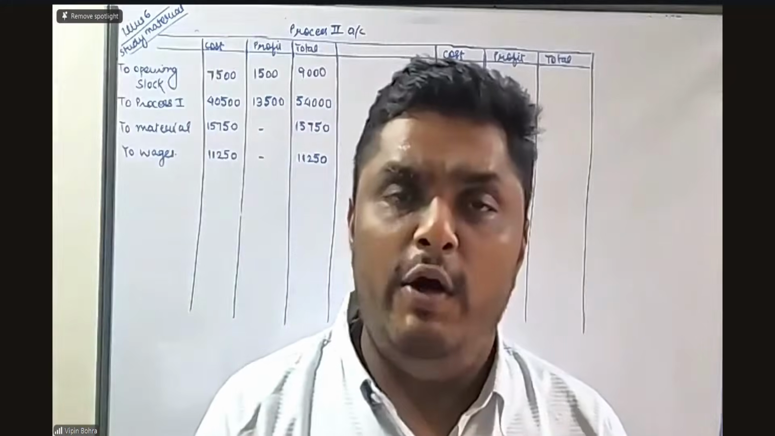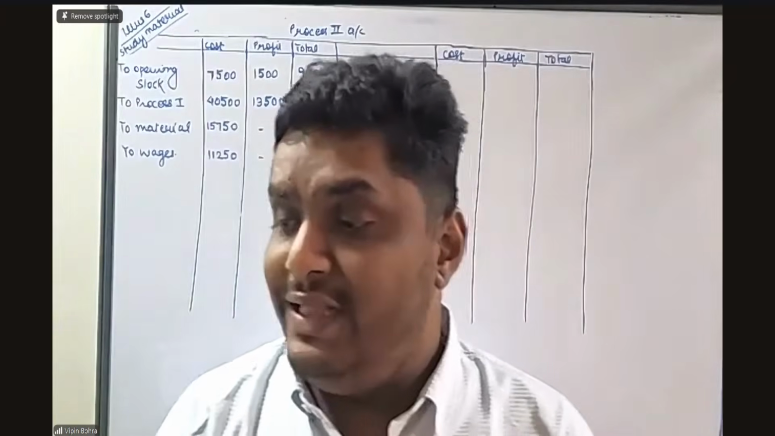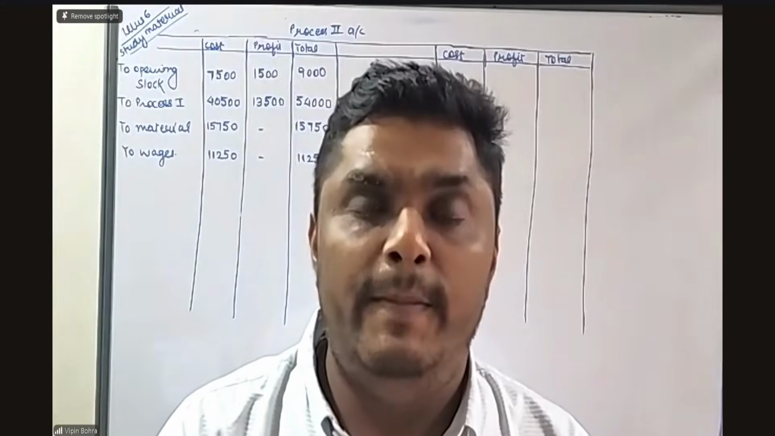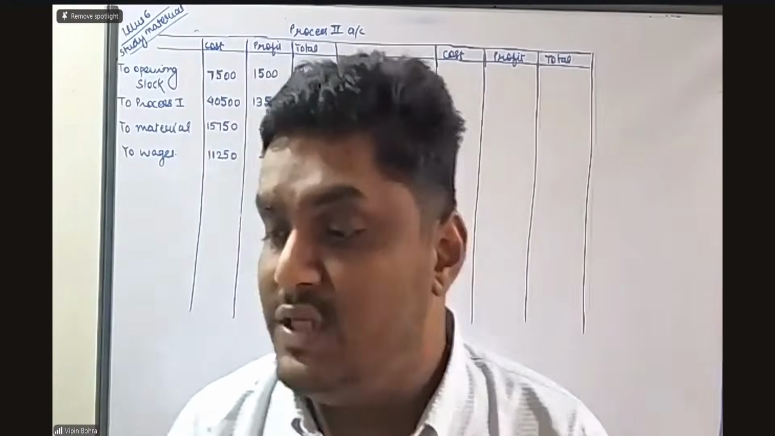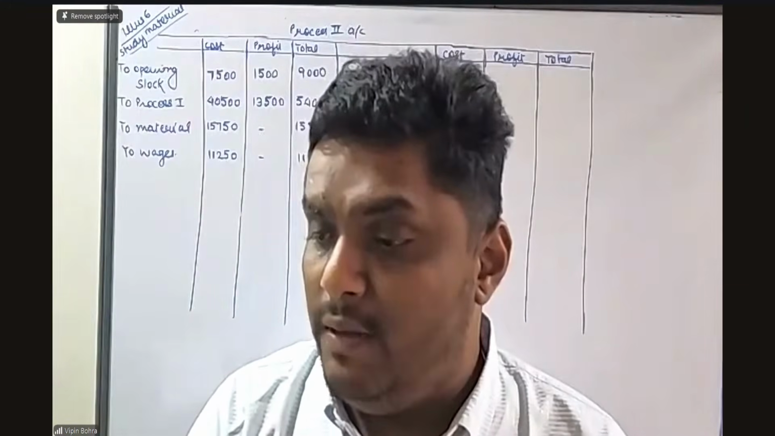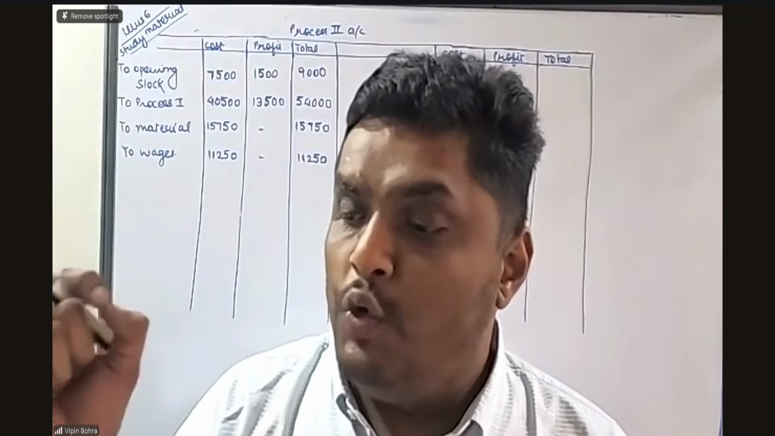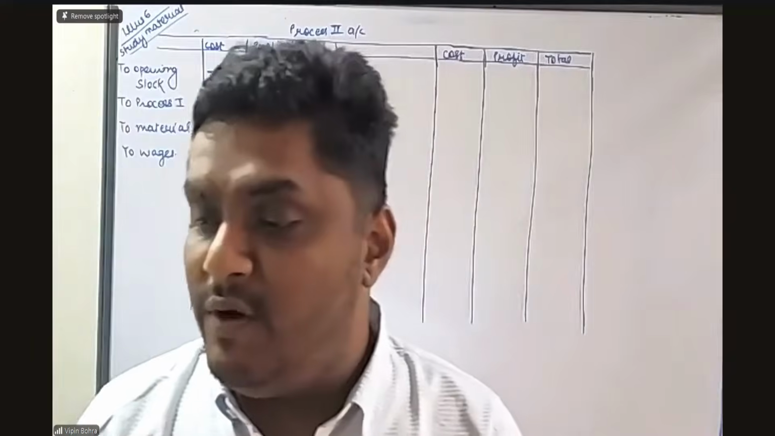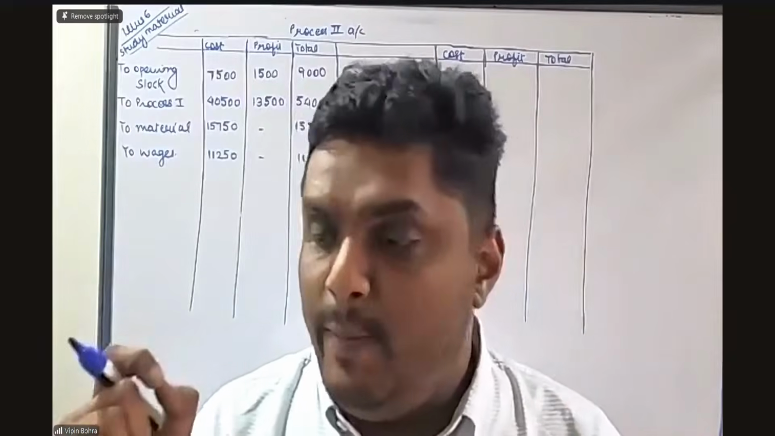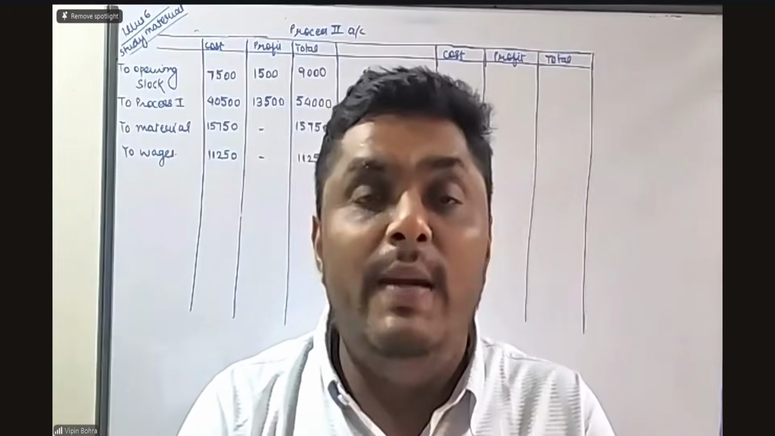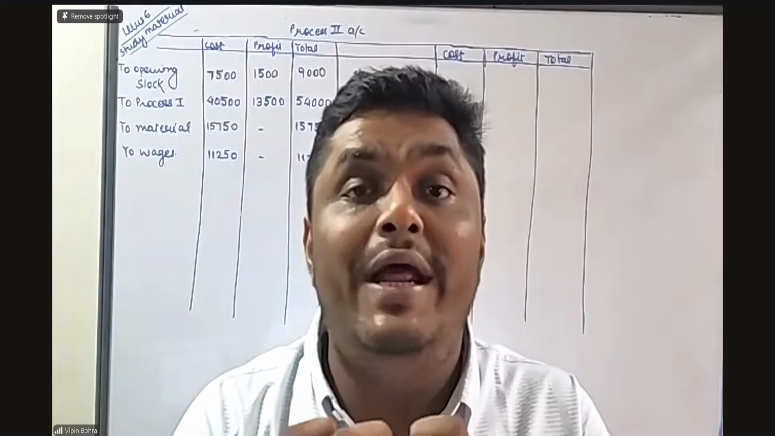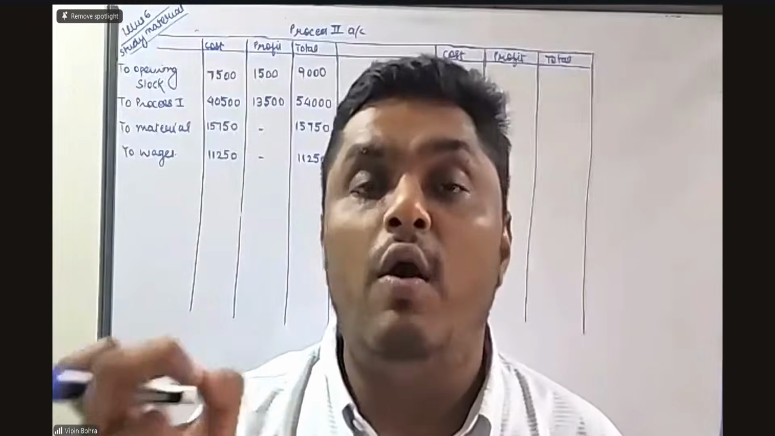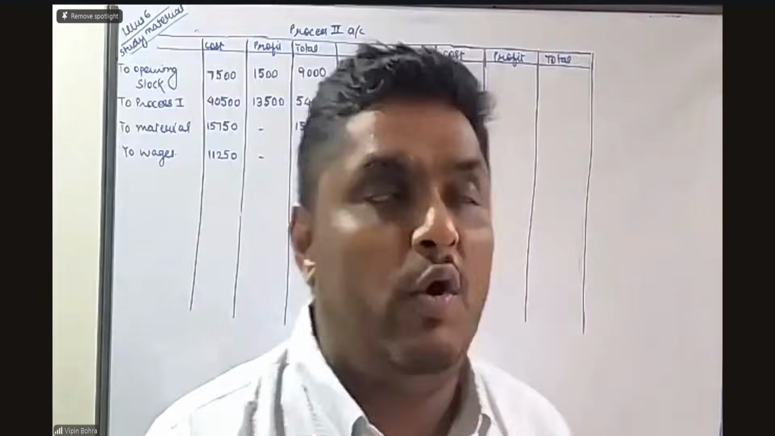Now see, very important point, the key point in this question. See, closing stock is 4,500. Now see, read the second paragraph. Output of process second is transferred to finished stock at 20% profit on transfer price. Now very important, stock in process is valued at prime cost. Stock in process means what? The closing stock of process is valued at prime cost.